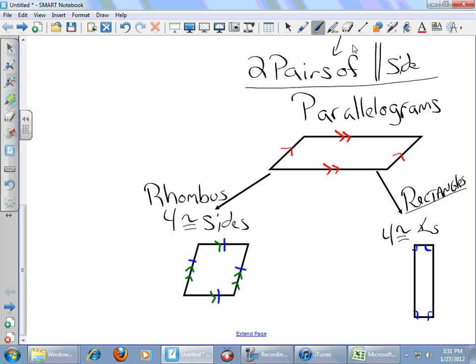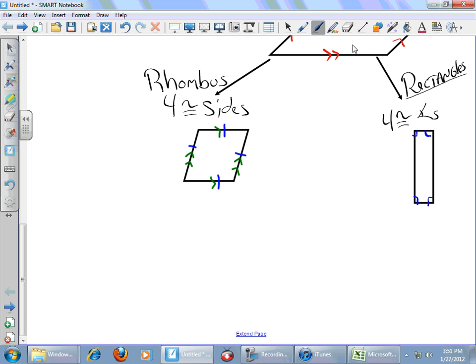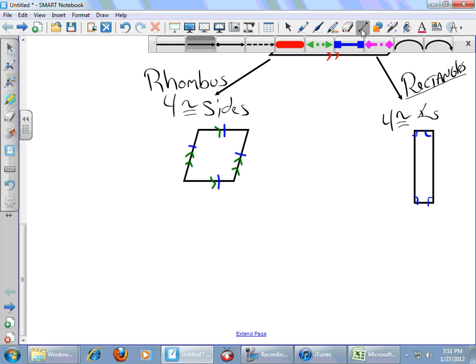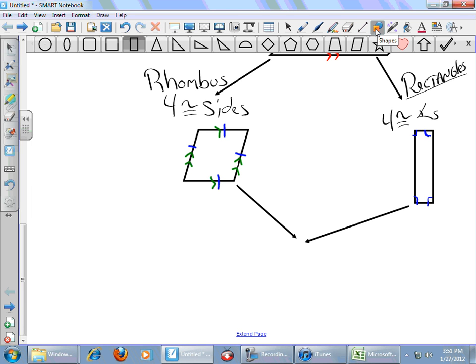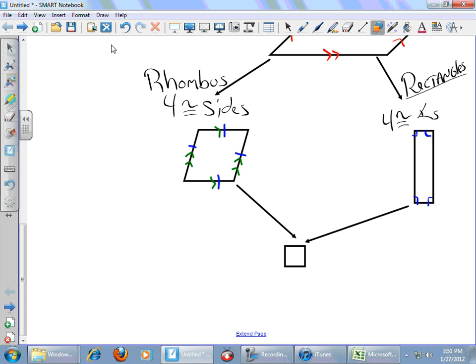To be a rhombus, you have to have two pairs of parallel sides, be a parallelogram, and have four sides congruent. Now, the rhombus and the rectangle got together and went to West Virginia, and they had a child, and that child is the square. Part of my bad joke there. Sorry about that. Is the square.